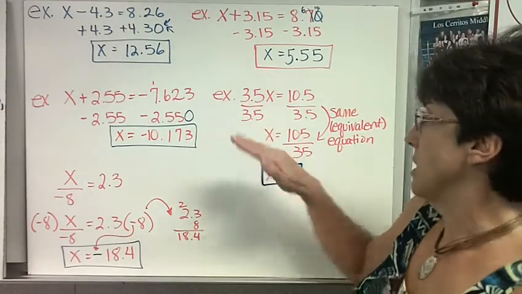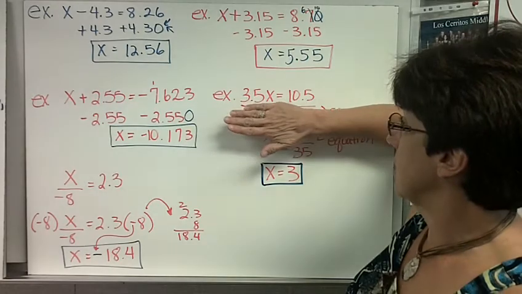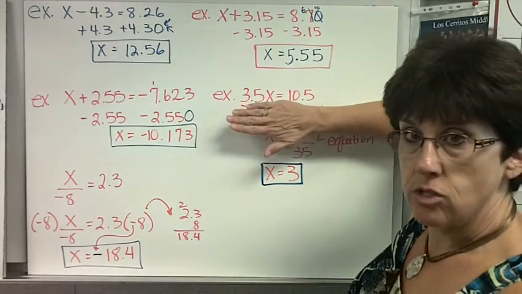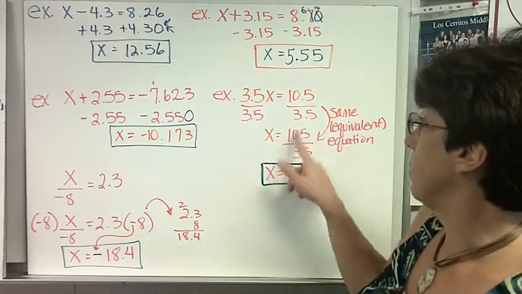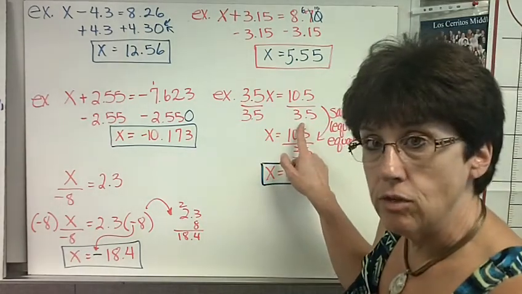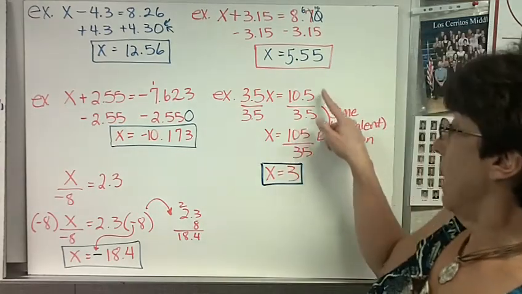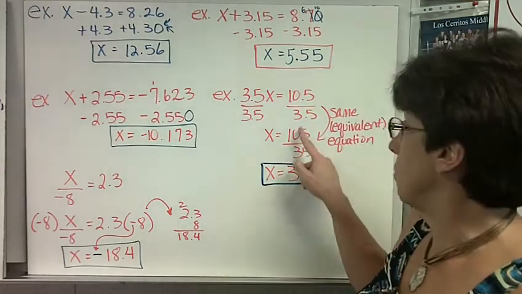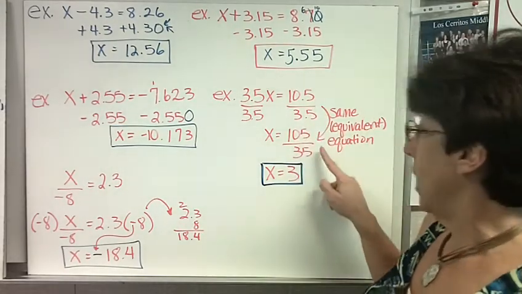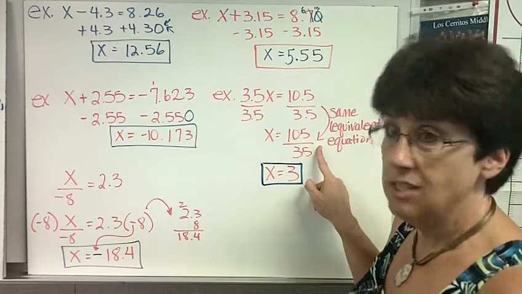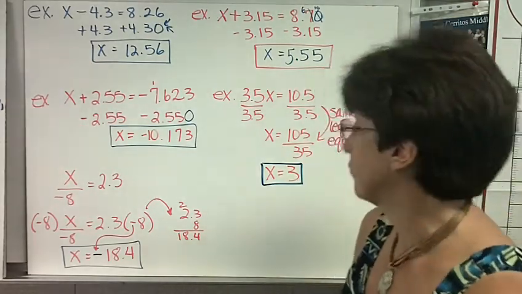Here's another example. This is a problem that was originally 3.5 times x equals 10.5. So I divide both sides by 3.5. That's what that's showing. Okay. You're not allowed to have a decimal in your divisor. The divisor is the bottom number. So I've written an equivalent equation. I multiplied 3.5 and 10.5 by 10 each, and now this is my equation. And so I can just do the math on this. This is pretty easy. Goes in 3 times.